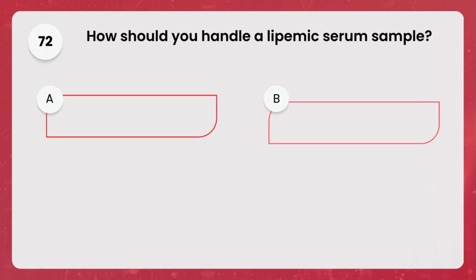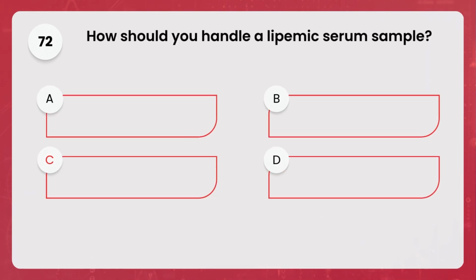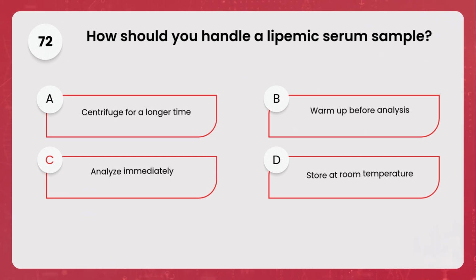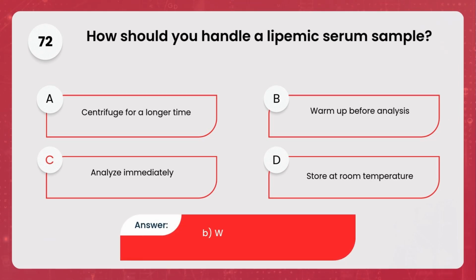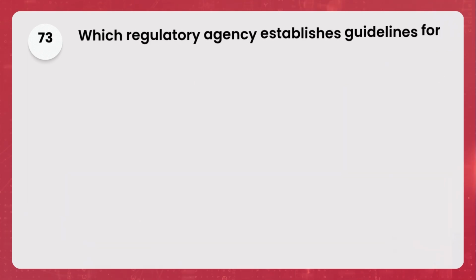Number 72. How should you handle a lipemic serum sample? A. Centrifuge for a longer time. B. Warm up before analysis. C. Analyze immediately. Or D. Store at room temperature. The answer is B. Warm up before analysis.